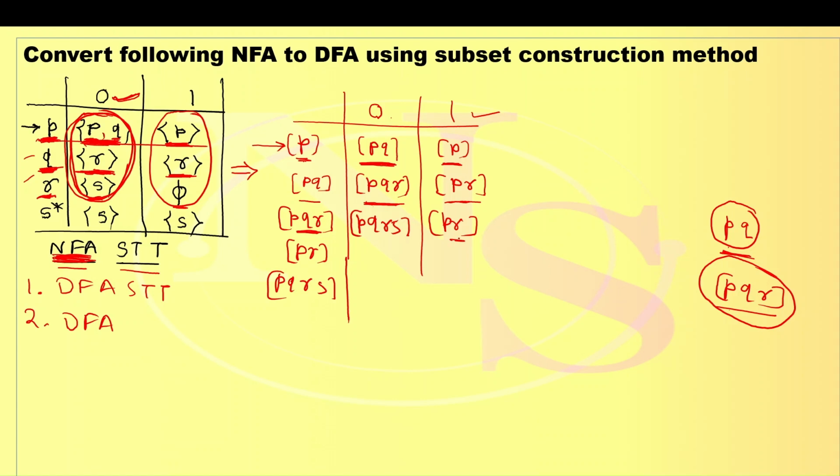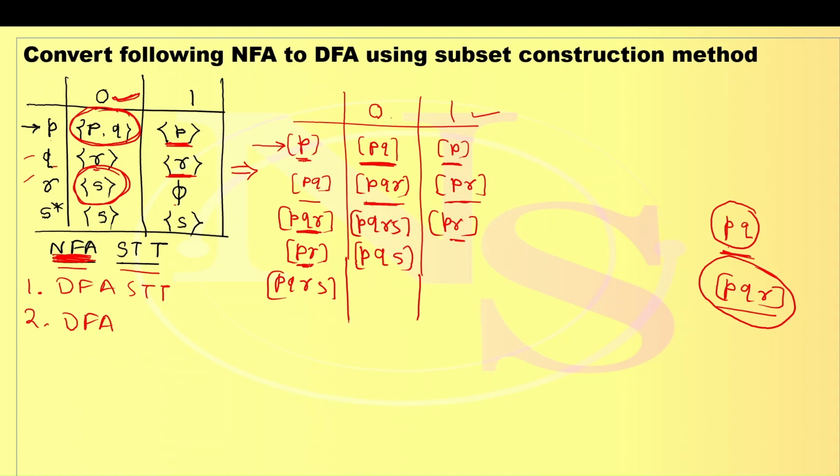PR is also new, but PR is already taken here, so no need to take it again. So next state or next subset, PR on transition 0. How to find it out? See, PR. So here is a P. P on 0, where is it going? It's going to PQ. And similarly, R on 0, where is it going? It's going to S. So P goes to PQ on 0, R goes to S. So combine this S and PQ, so it becomes PQS. This is one more subset.